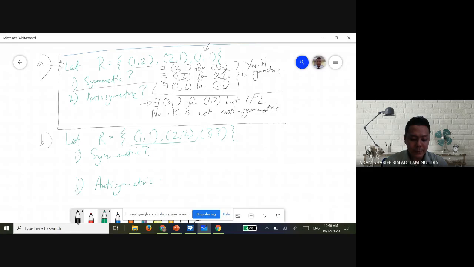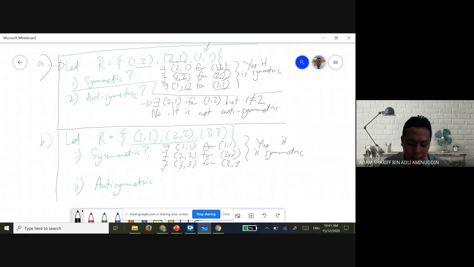Okay, one by one. The thinking of symmetric first. Is it symmetric? There exists 1, 1 for 1, 1. There exists 2, 2 for 2, 2. There exists 3, 3, kalau kita terbalikkan, also 3, 3 for 3, 3. Yes, it is symmetric, definitely. As you observe here, I don't really need to check whether it's equal or not, because the definition for symmetric is only as simple as BA for AB or AB for BA.